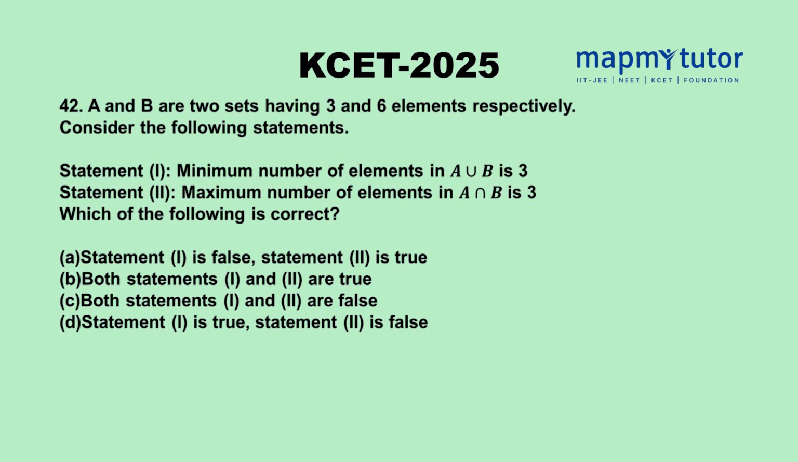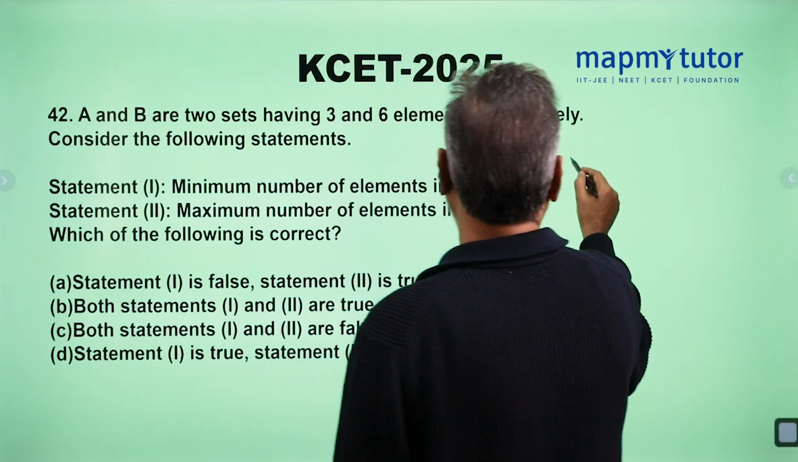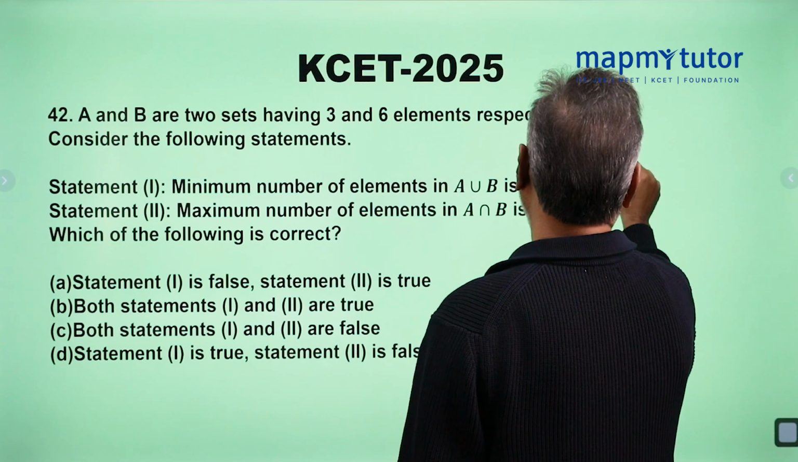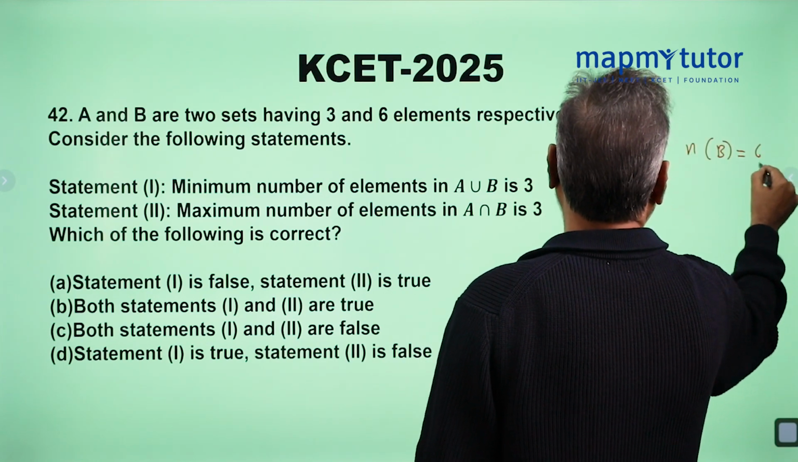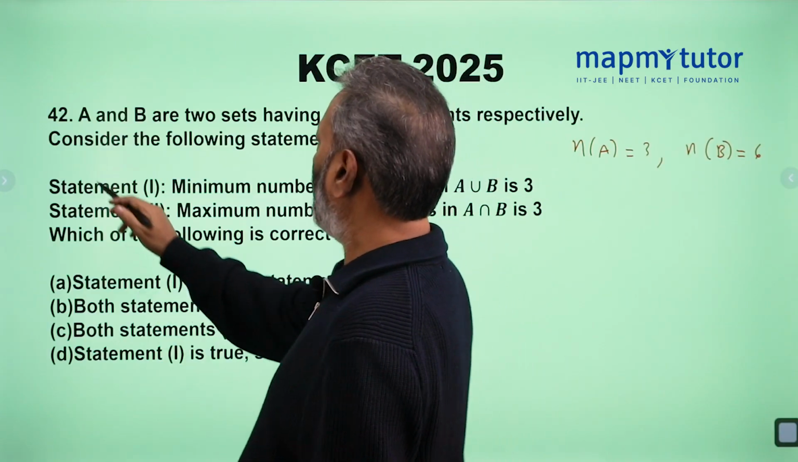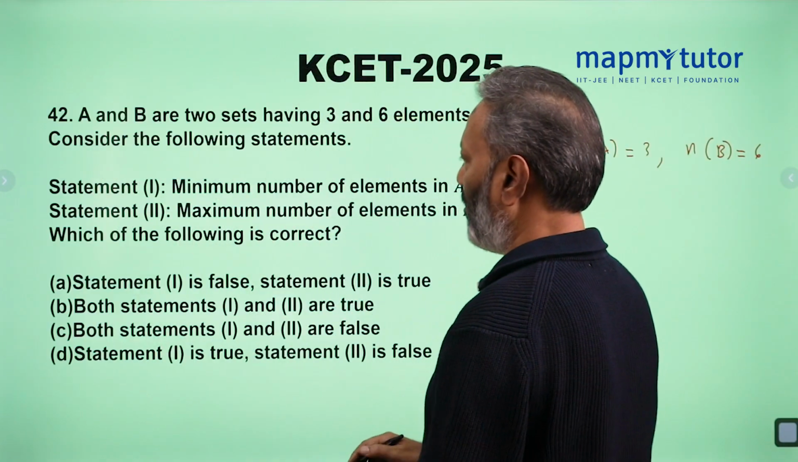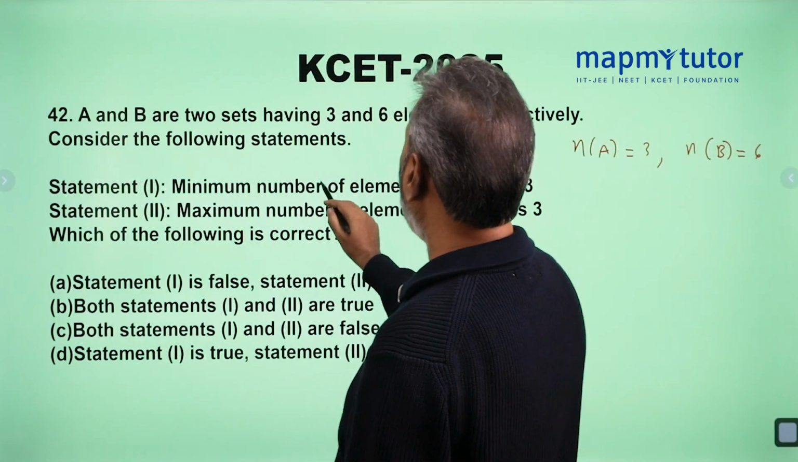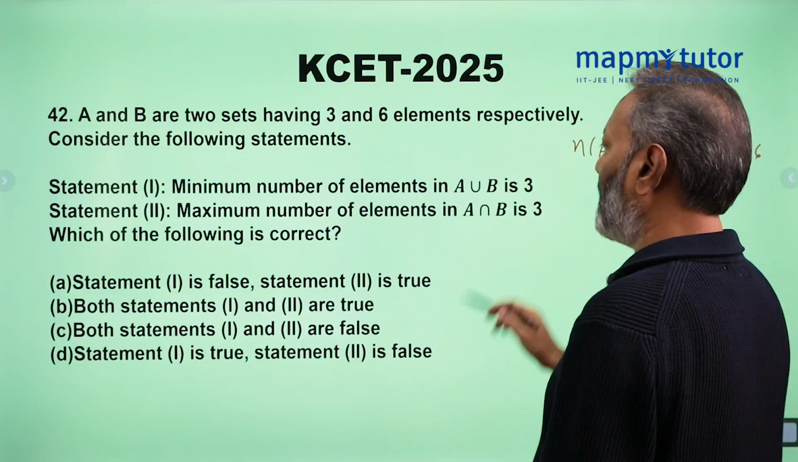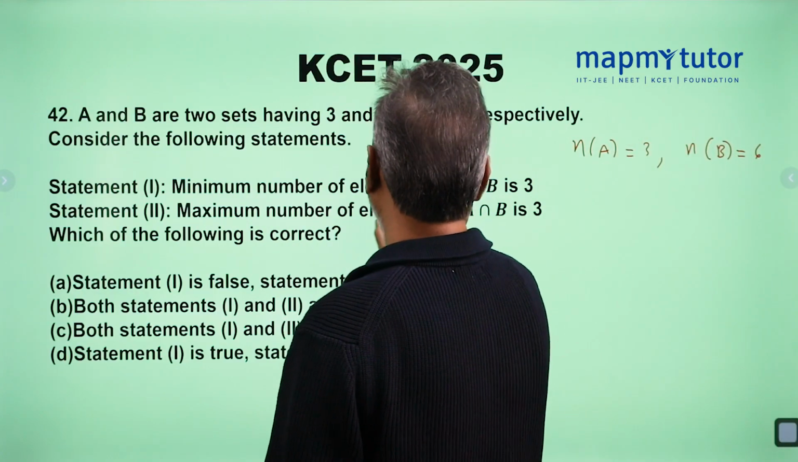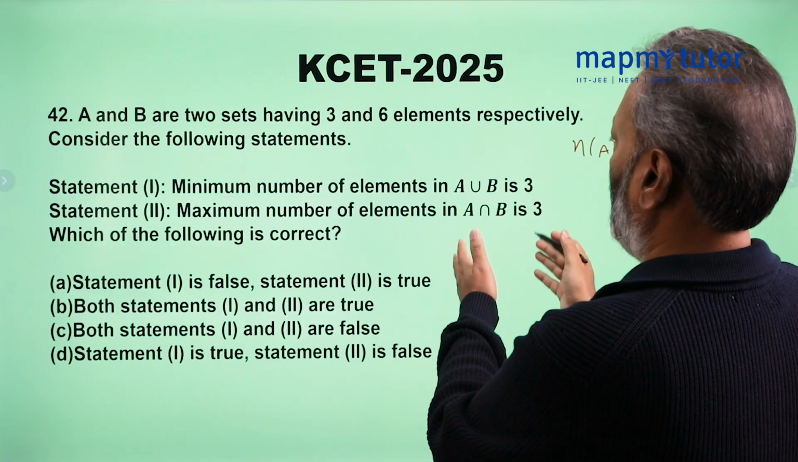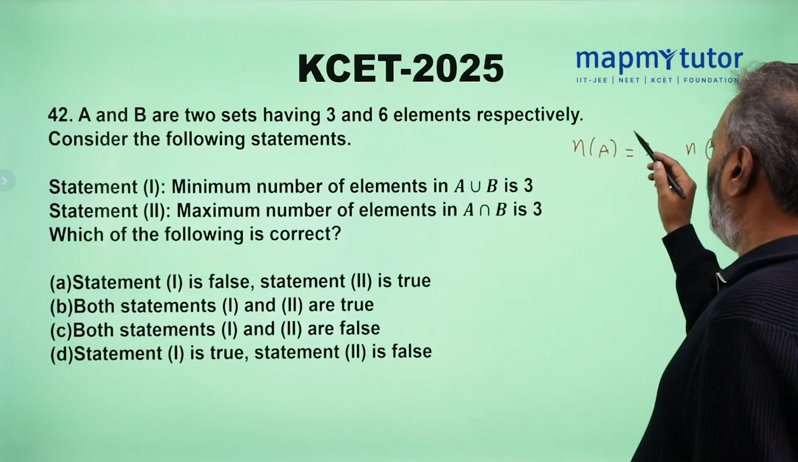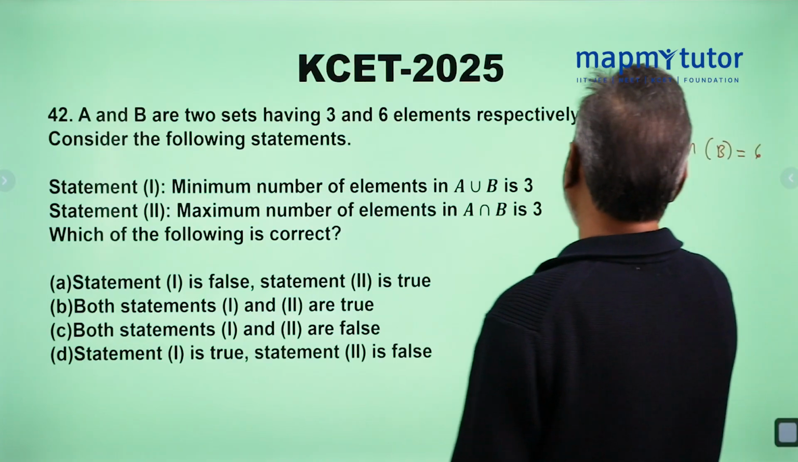One more question on set theory. A and B are two sets having 3 and 6 elements respectively. So A has 3 elements, n of A is 3, and B has 6 elements, n of B is 6. Consider the following statements. Again, statement model. Statement 1: Minimum number of elements in A union B is 3. Statement 2: Maximum number of elements in A intersection B is 3. Which is correct? Let us discuss the two extreme cases.